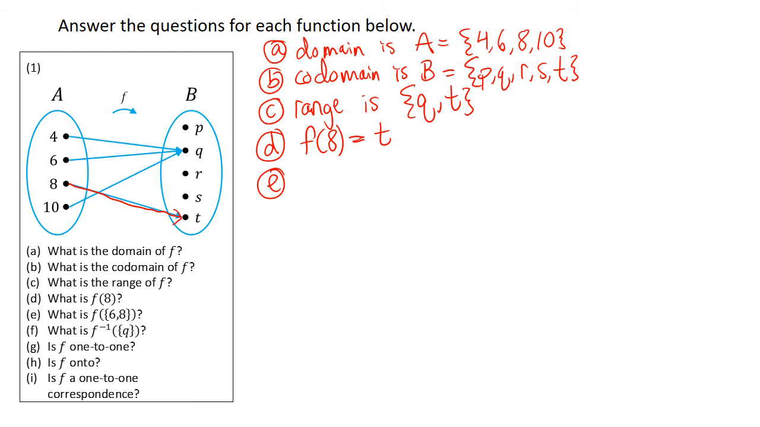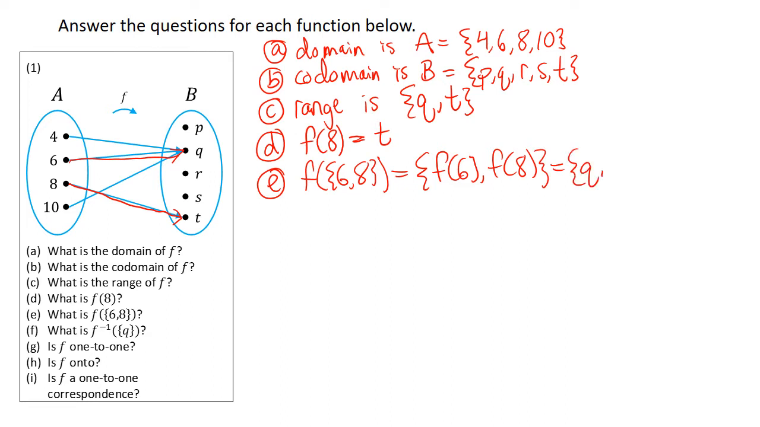Okay, part E. What is f of {6, 8}, the set containing 6, 8? So for that, you just want to look at where both 6 and 8 went to, and just use that, and then write it as a set. So basically it's the set containing f of 6 and f of 8. So that's going to be {Q, T}.